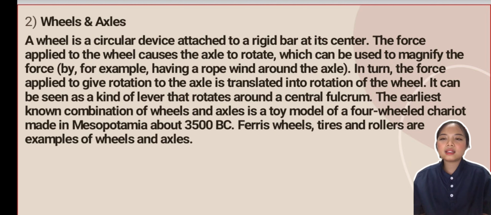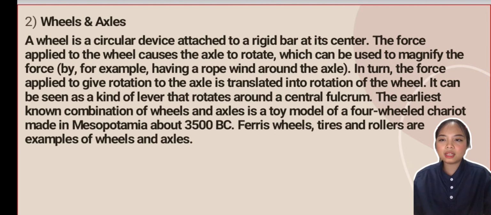Next, the second simple machine is wheels and axles. A wheel is a circular device attached to a rigid bar at its center. The force applied to the wheel causes the axle to rotate, which can be used to magnify the force. For example, having a rope wound around the axle, the force applied to give rotations to the axle is translated into rotations of the wheel.